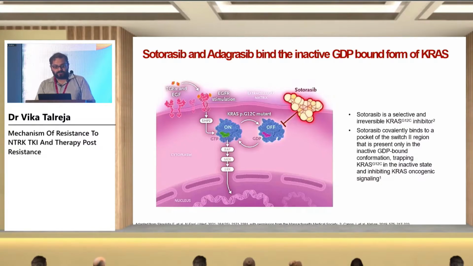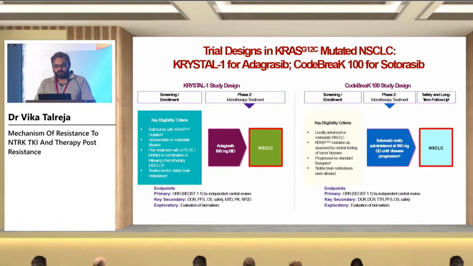And how do sotorasib and adagrasib work? Sotorasib is a very selective and irreversible KRAS G12C inhibitor, and it covalently binds to the pocket of the switch 2 region that is present in the inactive GDP-bound conformation, trapping it in the inactive state and inhibiting KRAS signaling. So we discuss these two molecules simultaneously.